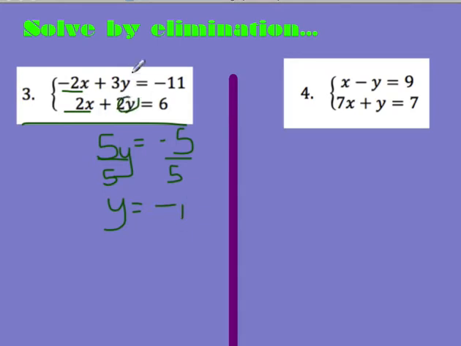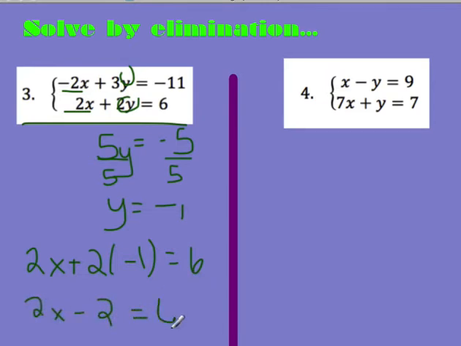So where I see y up here, I can plug negative 1 into either one of those equations. Again, it doesn't matter. Well, let's just do the bottom one this time, just for something different. So I'm going to keep the 2x the same, but then instead of writing y, I'm going to write negative 1 because that's what the y is equal to. So then I have 2x. 2 times negative 1 is negative 2, and that's going to be equal to 6.